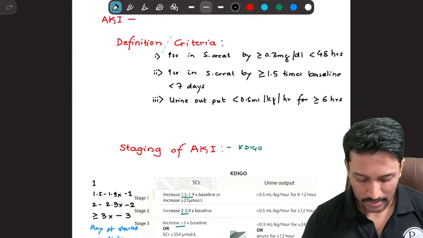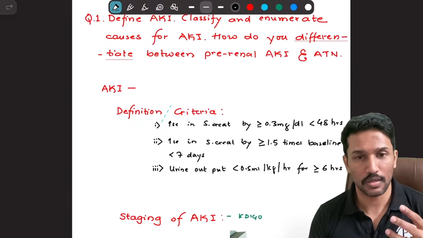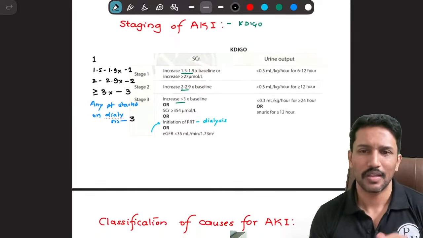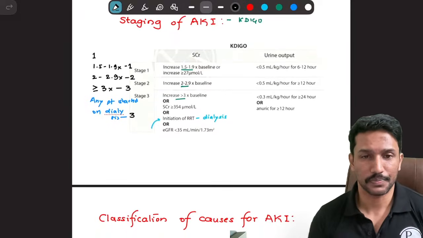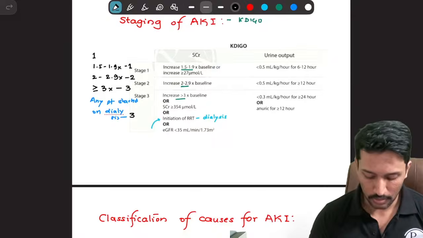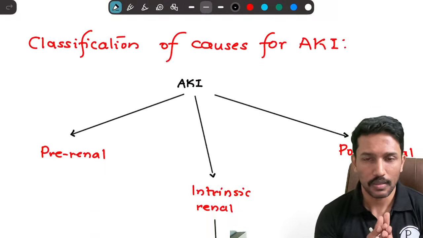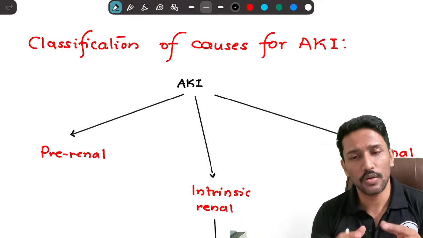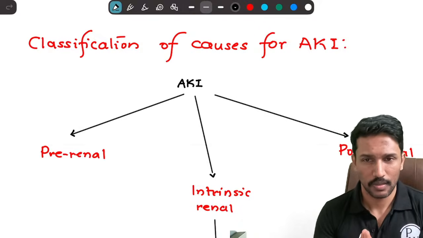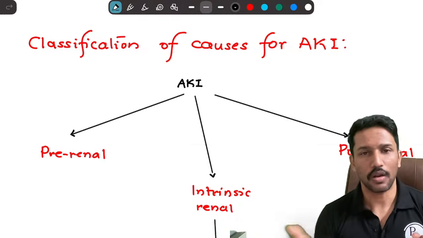So I hope now we have a little clarity on the definition of acute kidney injury as well as the staging. Now let's come to the main part of the question. How do we classify the causes of acute kidney injury? Now when we look at it, kidneys can go dysfunctional not only because of a problem at the level of the kidney. The problem may be before the kidney or after the kidney, right?